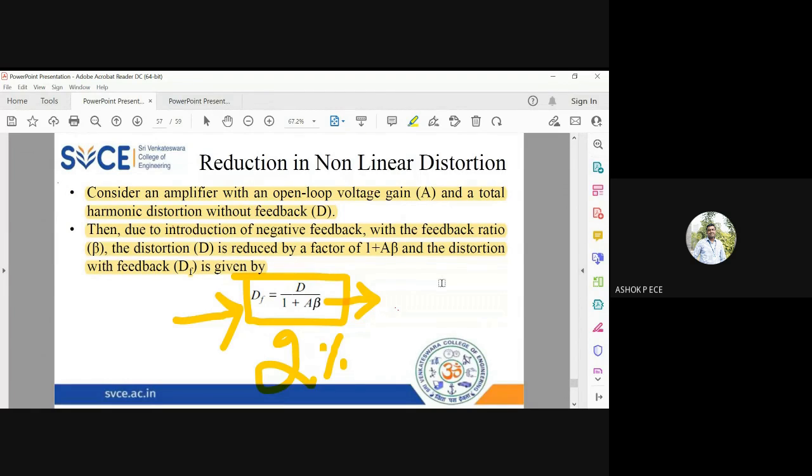Distortion will usually be given in terms of percentage. It will say how much percentage is present in your signal. So distortion is 2% means out of 100% of your signal, the signal is having 2% distortion. So 2% distortion plus 98% original signal. So we should always ensure that the percentage of distortion is going to be very, very minimal. Okay.